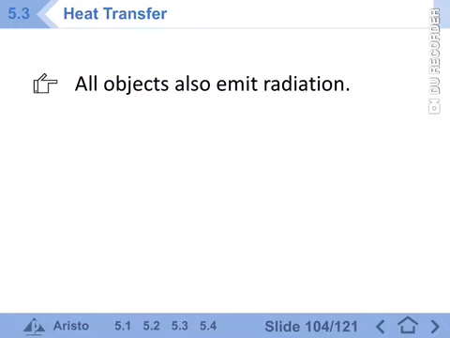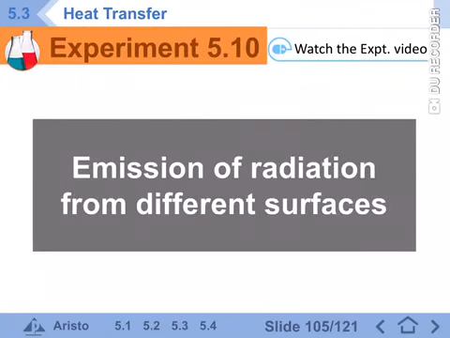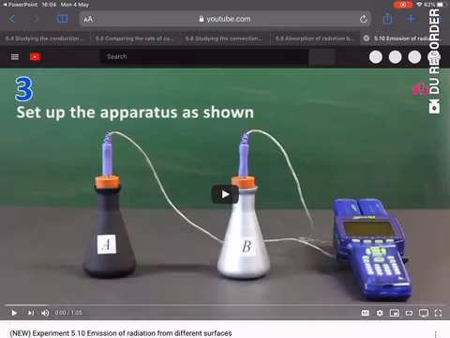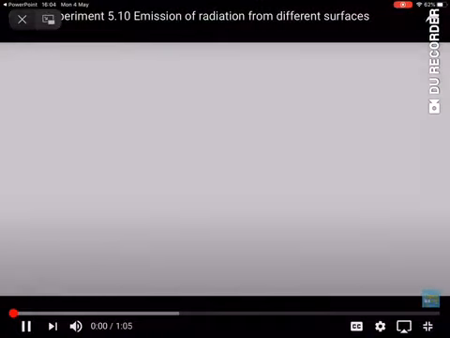And in here, all objects also emit, meaning giving out radiation. We were talking about absorption, so they will absorb the heat, they will take in more heat. But right now, we're talking about giving out heat, emitting radiation. So in here, there's an experiment to show you. It's a similar setting as what we have in 5.9, but it's 5.10. Okay, so you see the setting looks similar. But this time, let's take a look.